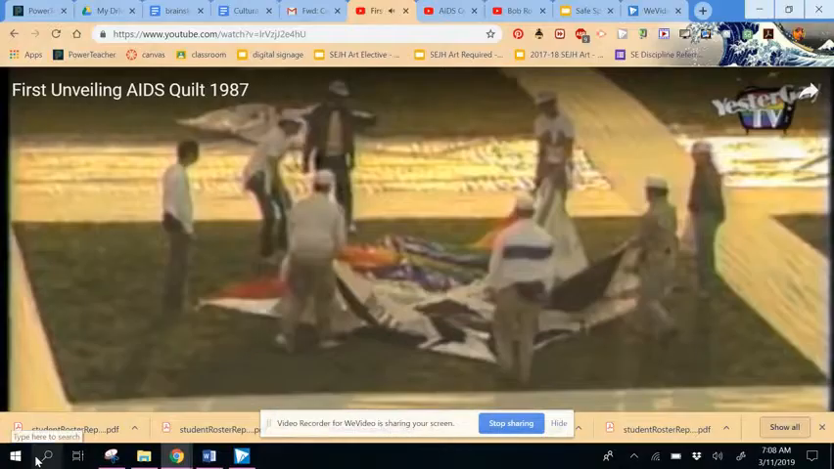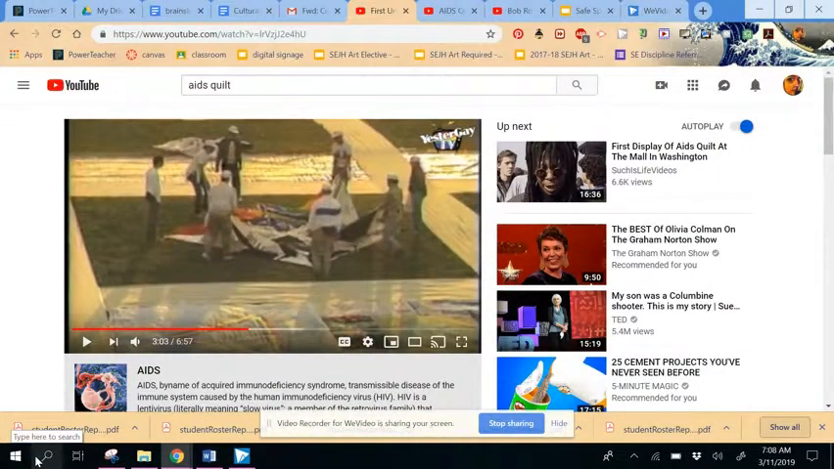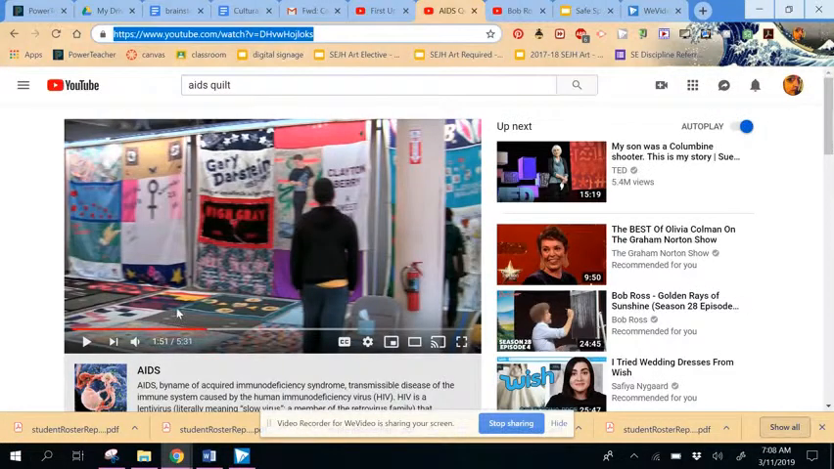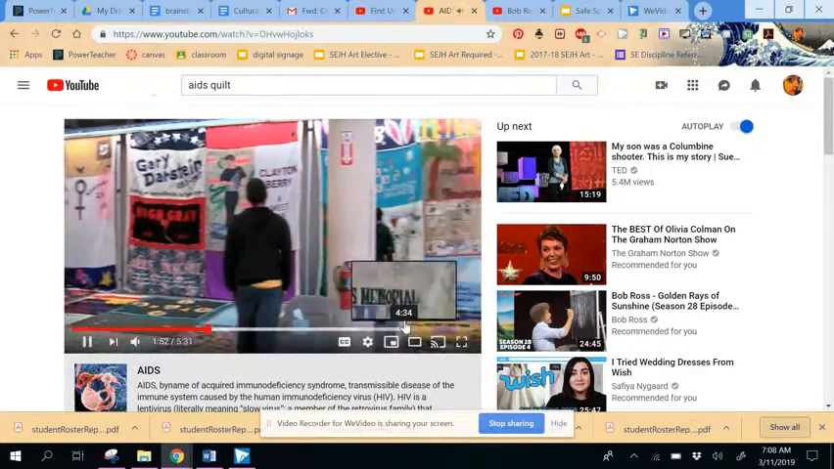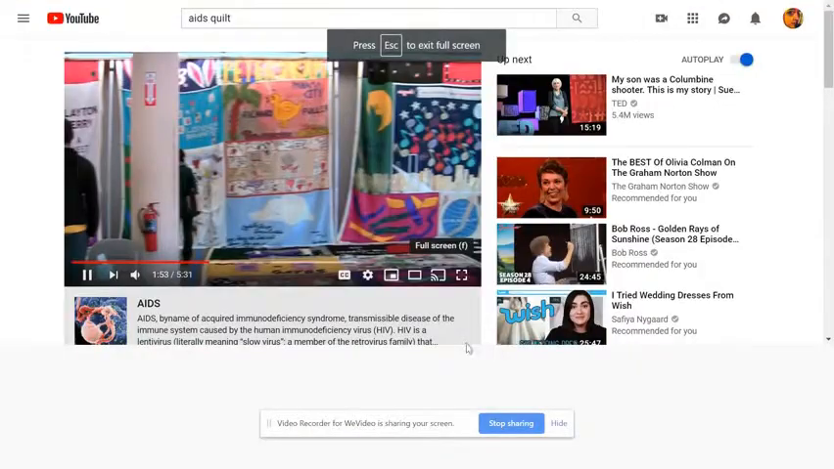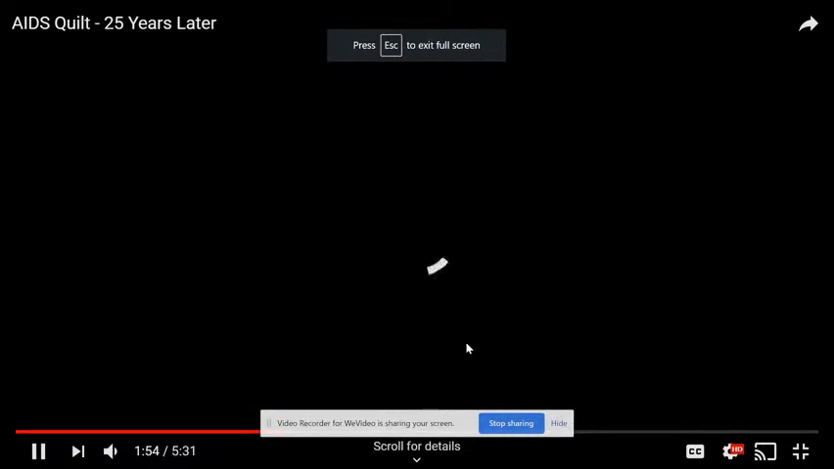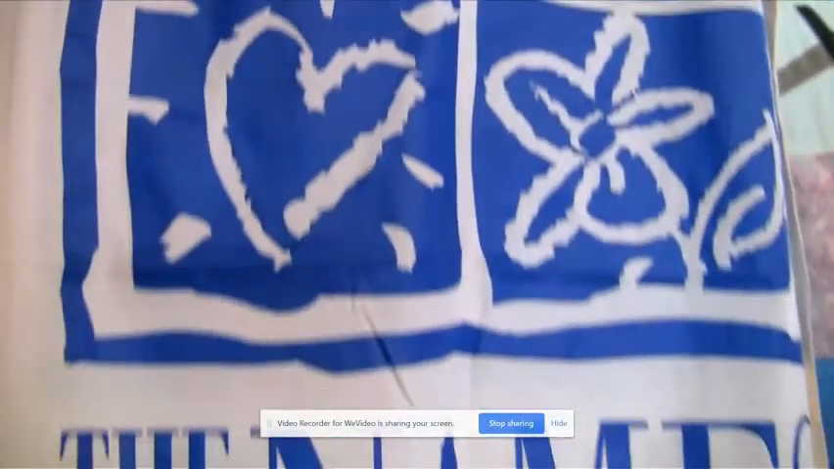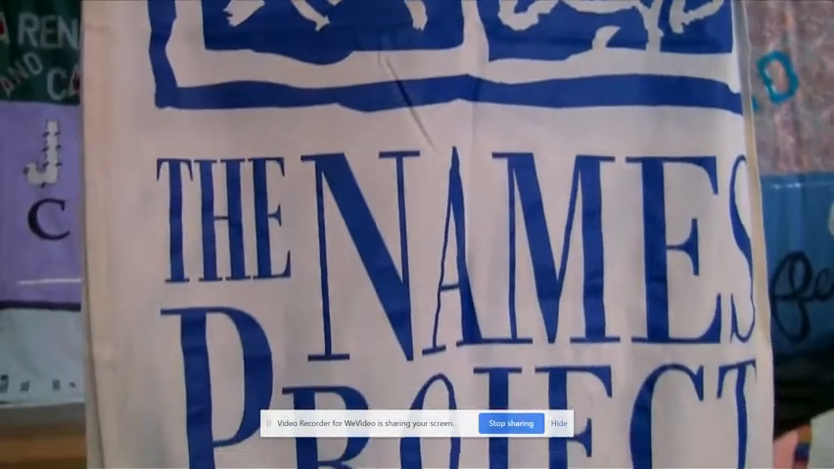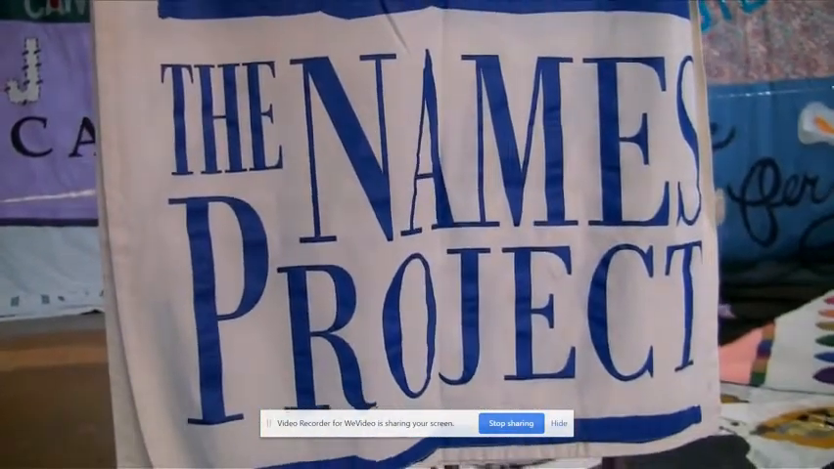You can't quite tell there, but that's all being opened up out on the mall, so in front of the Washington Monument in Washington, D.C. Here's a closer up view of some of those quilt squares. See how they're all very different. They're all made from very different materials too.